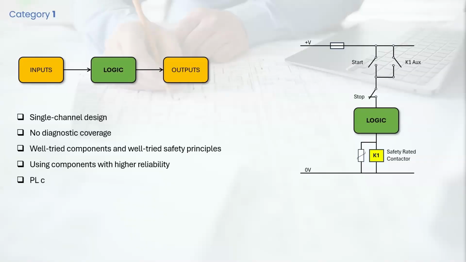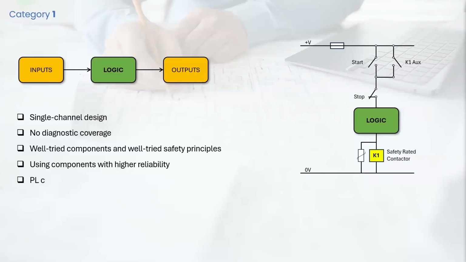This is also a single channel design architecture, has no diagnostic coverage and no self-checking or fault detection. So if a fault occurs like a broken wire or welded contact, the system has no mechanism to detect it nor respond to it. However, in this case, well-tried components and well-tried safety principles are used. Category 1 is intended to prevent failure by using well-tried components with high reliability. Thus, the performance level that can be achieved with this category is PLC.